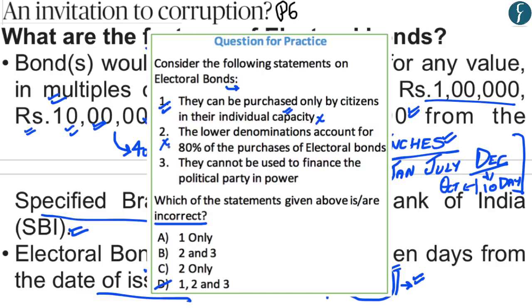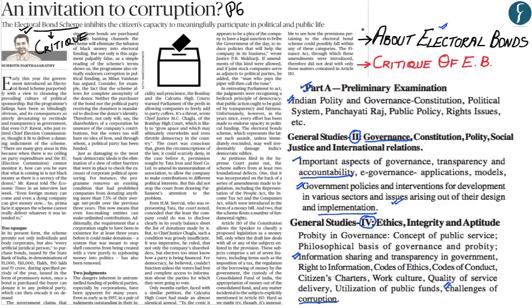Now the second statement is also wrong, wherein it is the upper denominations of rupees 10 lakh and rupees 1 crore which account for almost 80% of the purchases. And statement 3 is also incorrect, wherein electoral bonds can be used to finance the political party in power. And so statements 1, 2 and 3 are incorrect, and the correct answer would then be D, 1, 2 and 3. So now hopefully you've understood about electoral bonds.